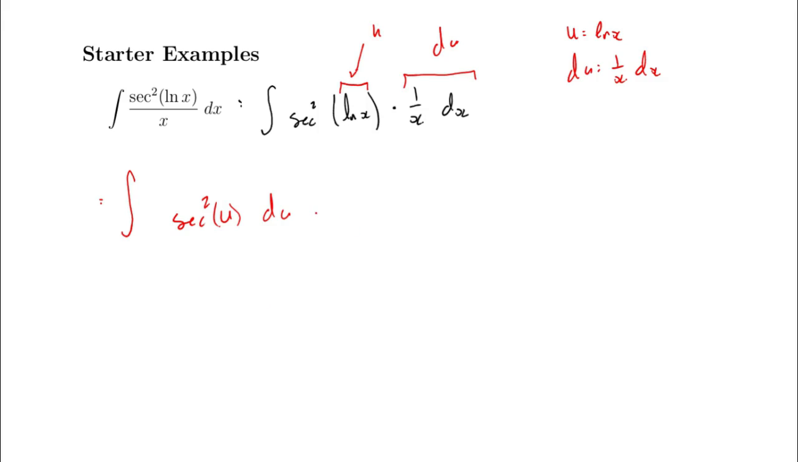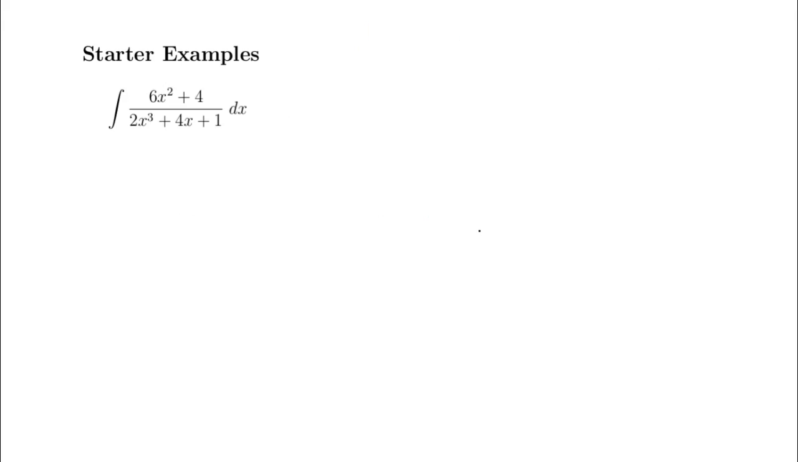This is great because we know the antiderivative of secant squared, right? It's our tangent function. So we have tangent of u plus our constant. But now we can go ahead and say, well, wait a second, u was natural log of x. So this is tangent of natural log of x plus c. Great. Let's take a look at another example.